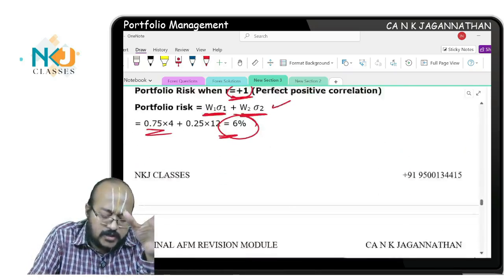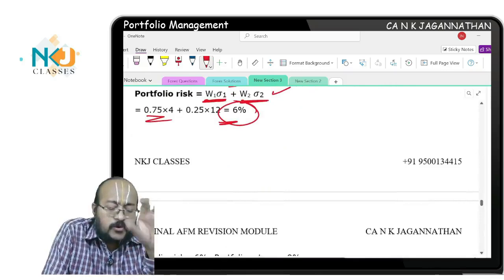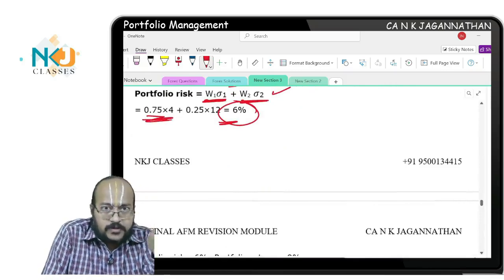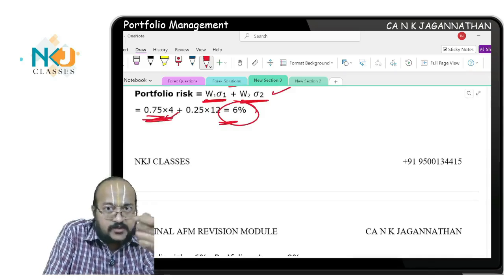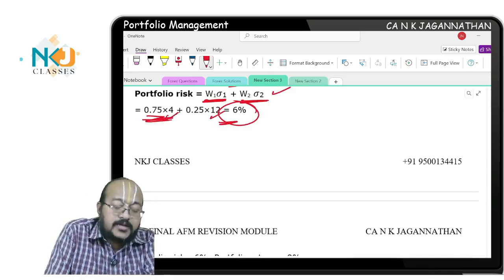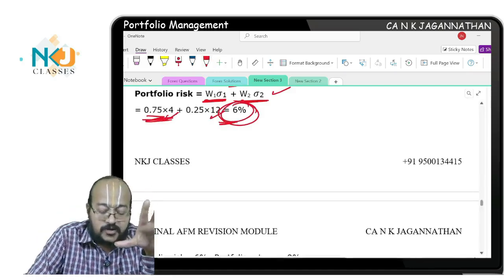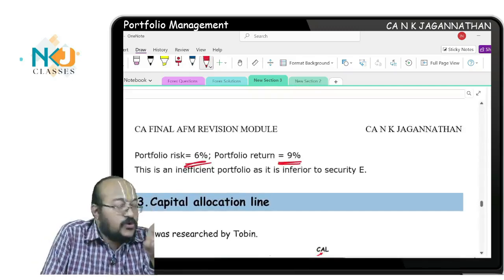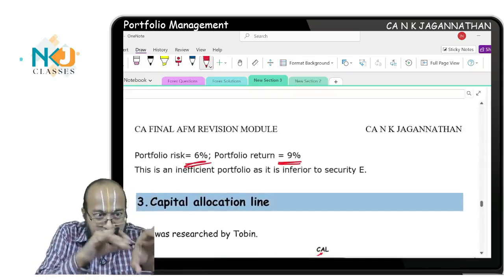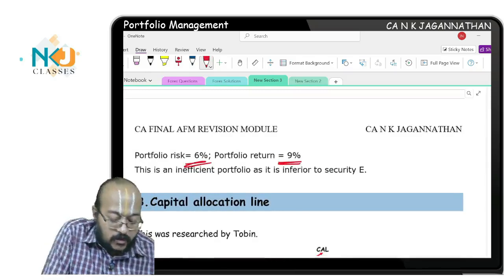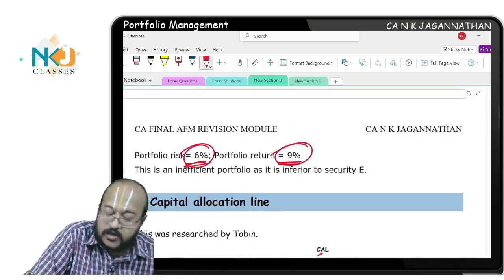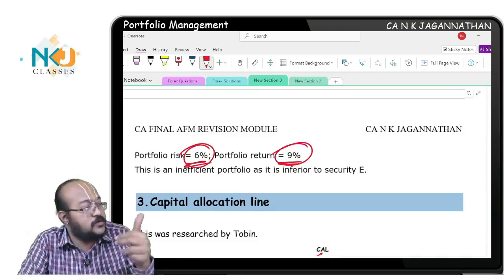What is the portfolio risk? Now we compute W1 sigma 1 plus W2 sigma 2. W1 is 75% weight, sigma 1 is 4% for security A, and sigma for security C is 12%. The weighted average risk is 6%, which means the portfolio I construct with 75% A and 25% of security C will give me 9% return for 6% portfolio risk.